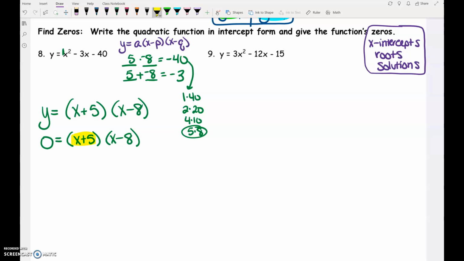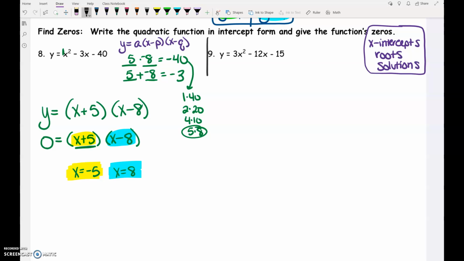So if x plus 5 had to equal 0, what would be our x-intercept there? Negative 5. If x minus 8 had to equal 0, what would that answer be? Positive 8. And this is exactly why with intercept form we always took the opposite of the number in the parentheses, because you're really looking for where does this set of parentheses equal 0? It's the opposite of positive 5. So the x-intercepts for this graph would be at negative 5 and 8. The roots, the solutions, the zeros are negative 5 and 8.